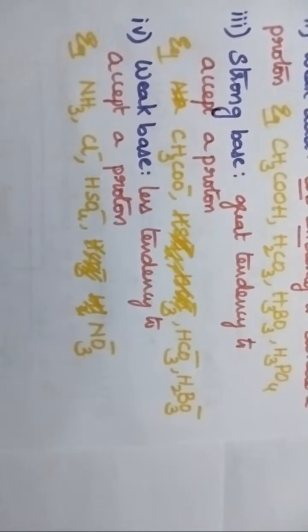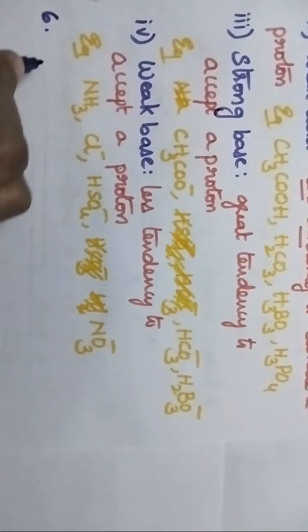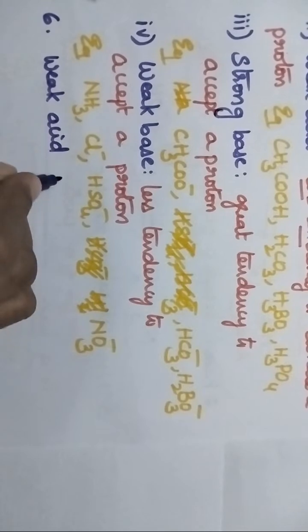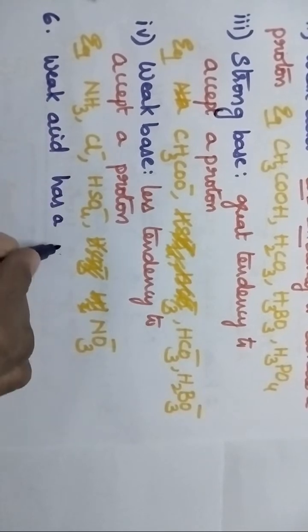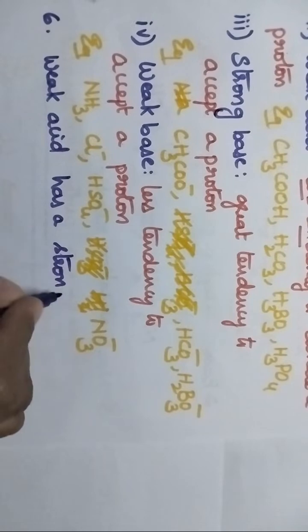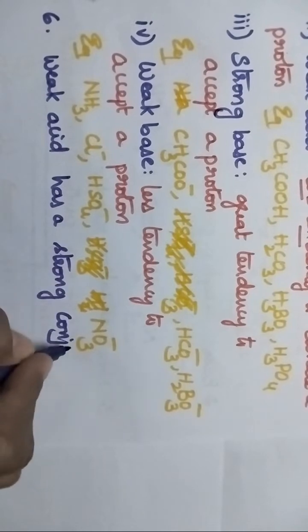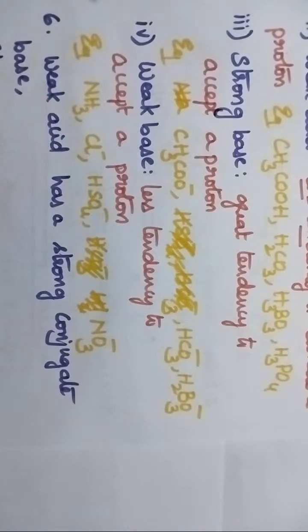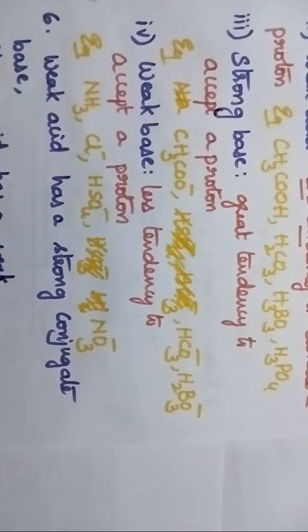And always remember one fact. So, weak acid has a strong conjugate base, whereas strong acid has a weak conjugate base.